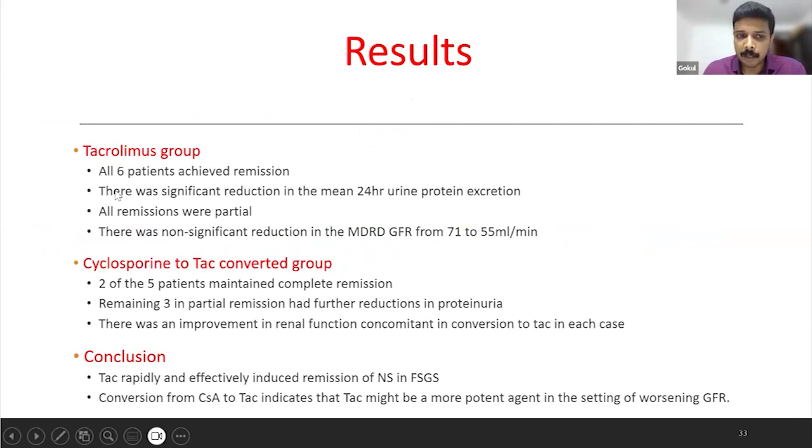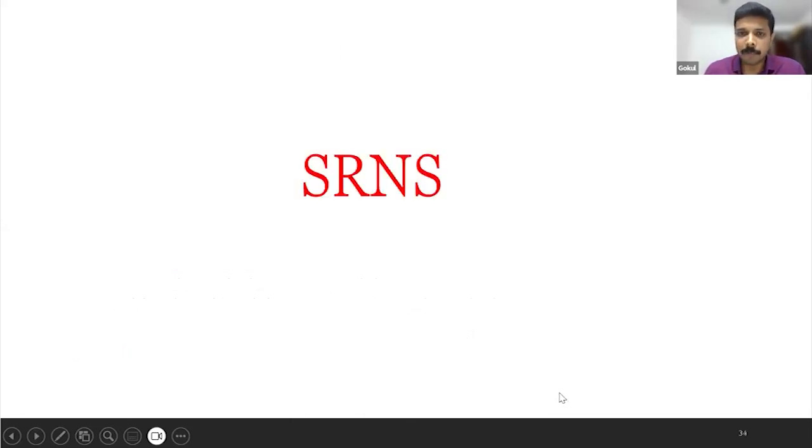And the results were that all the patients who were on tacrolimus attained remission. There was a significant reduction in 24-hour protein excretion, but all the remissions were partial. In the cyclosporine-to-TAC converted group, 2 of the patients maintained complete remission. The remaining 3 in partial remission had further reductions in proteinuria. So this showed that there can be an improvement in renal function concomitant with conversion to TAC. The study concluded that tacrolimus rapidly and effectively induced remission in FSGS, and conversion from cyclosporine to TAC indicates that TAC can be a more potent agent in the setting of worsening glomerular filtration rate.